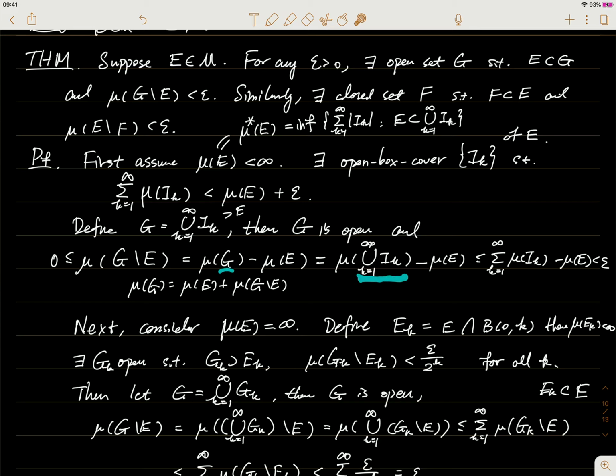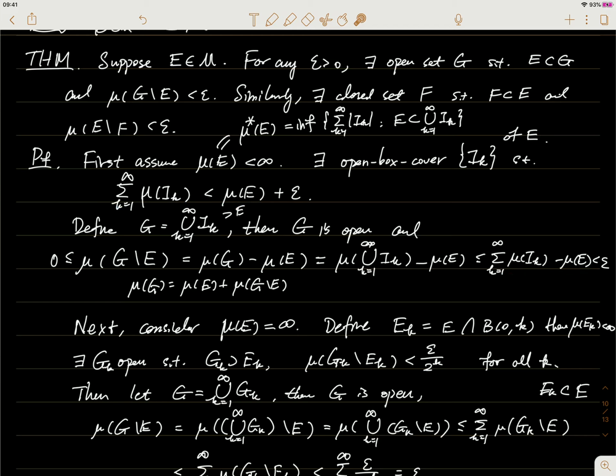So G is the union of this minus mu of E, but this union I can pull outside. It'll become the summation, but I have the less than or equal to here, since these I_k's may overlap. But no matter what, we said that this will be very close to the true outer measure, or measure, of E. So as we said, the difference between these two is less than epsilon. So that's why the difference of them is less than epsilon.